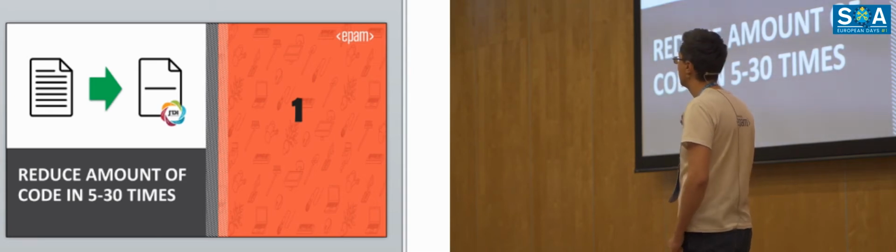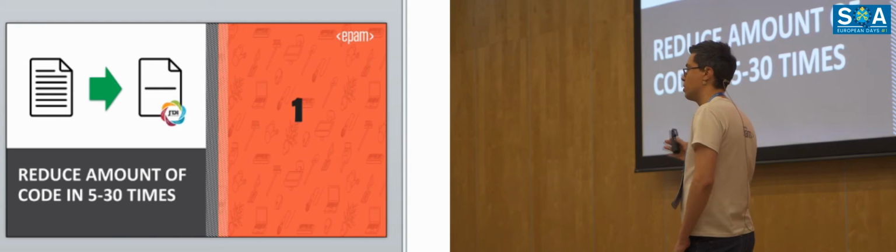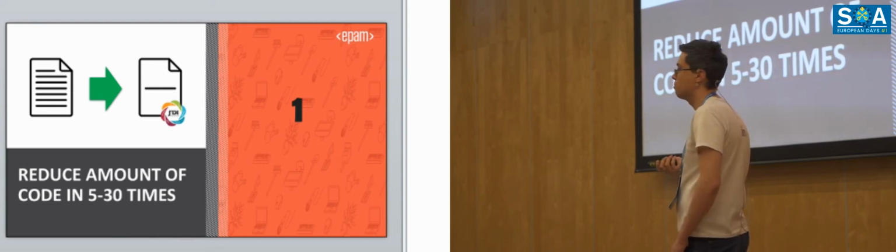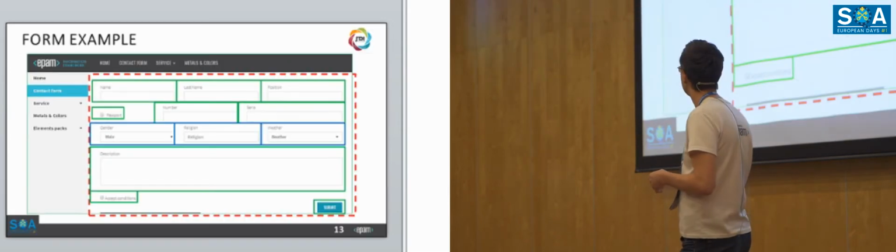JDI will help you reduce code, sometimes about 2-3 times, but for some parts of the code it's really dozens of times. I will just show you one typical example for forms.